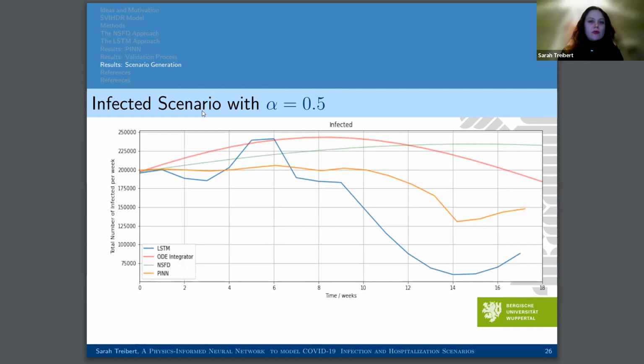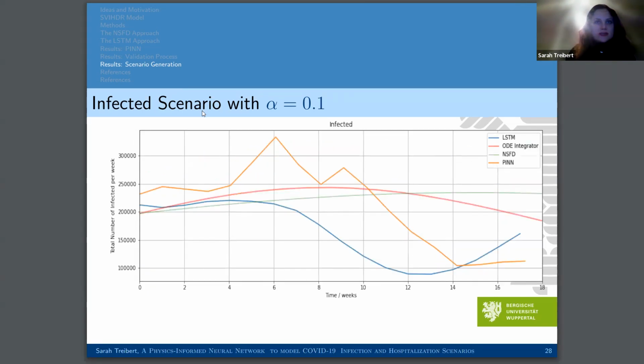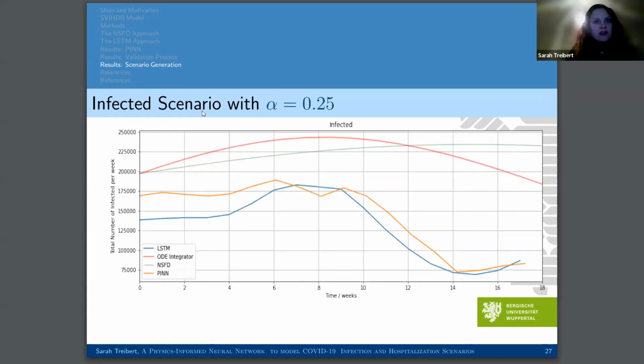Okay, so now what can be seen and analyzed here are infection numbers predicted by the PINN in orange, LSTM in blue, the non-standard finite difference scheme in green, and the ODE solver in red for the calendar weeks 29 to 46. And this is at first for the scenario alpha equaling 1/2. We've got other ones with different alpha values.